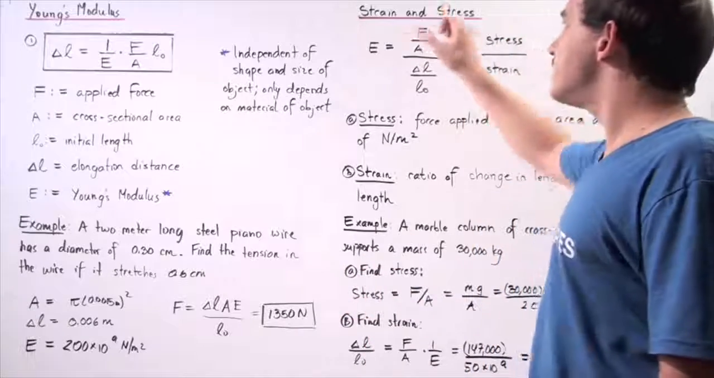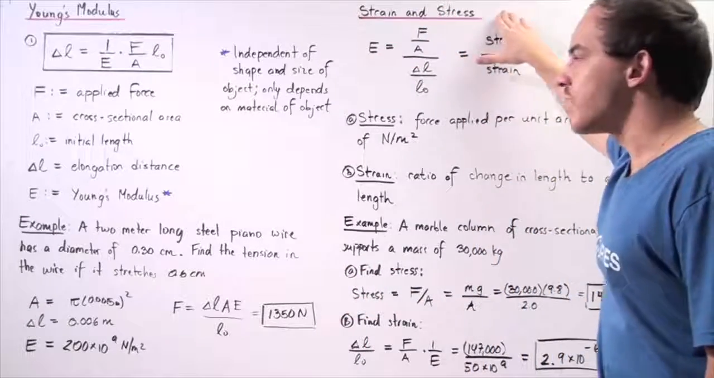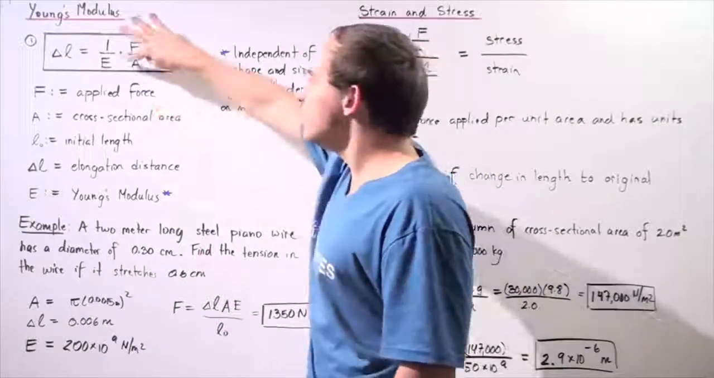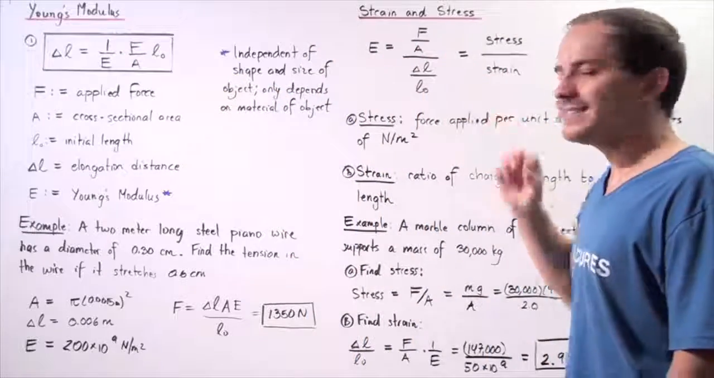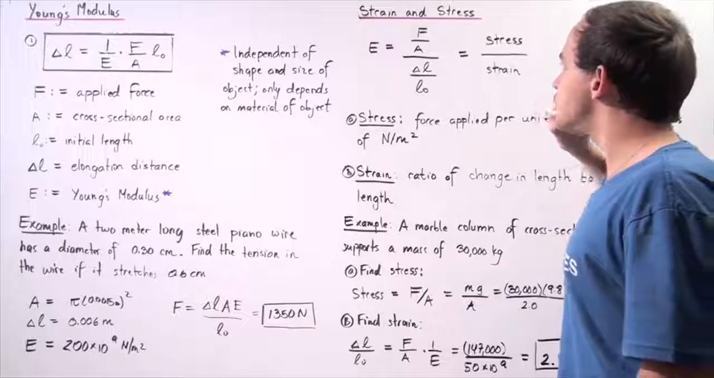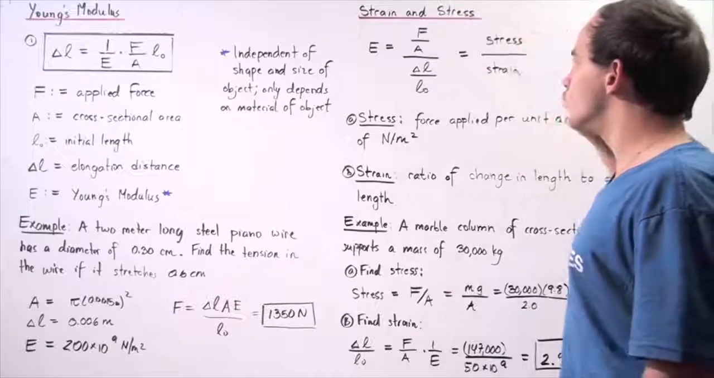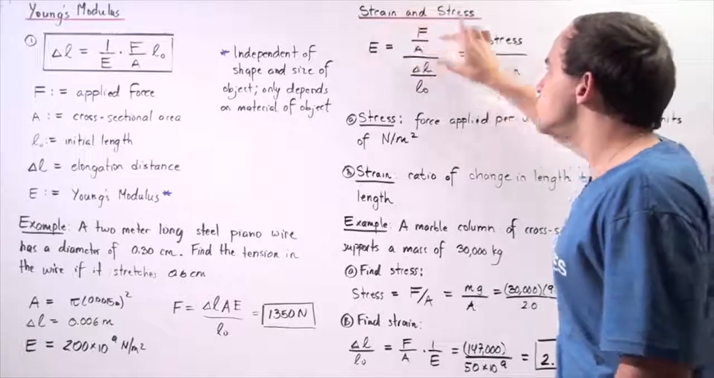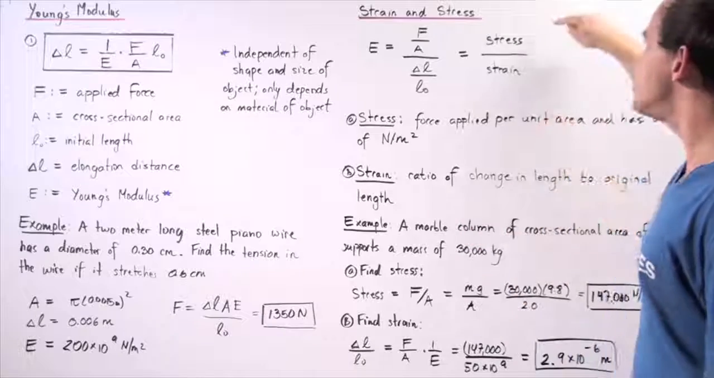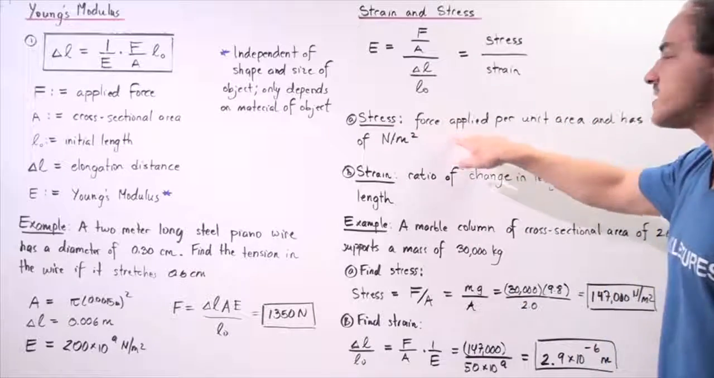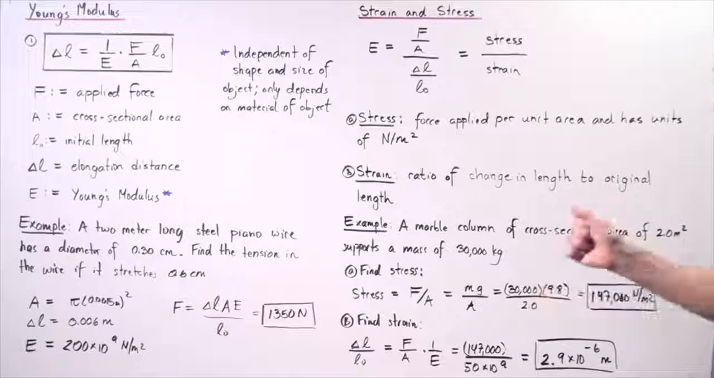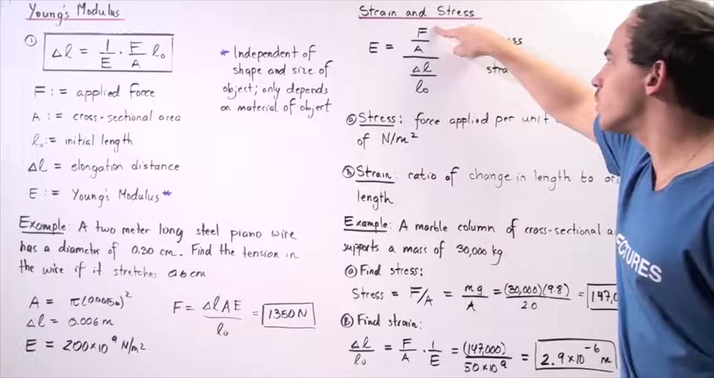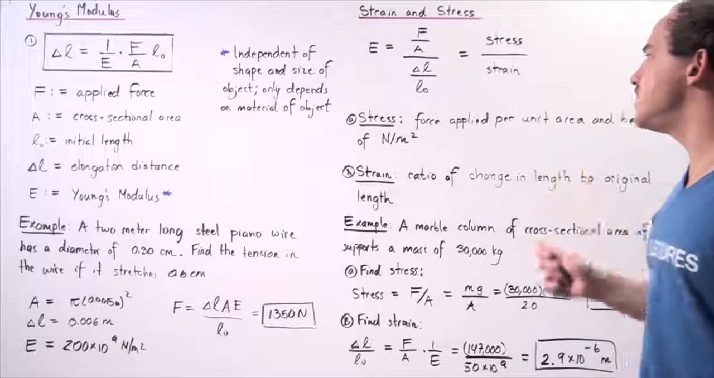Now, let's examine something known as stress and strain. Let's look at this formula once more and solve for E. If we solve for E, we see that E is equal to a fraction. In the numerator we have force per cross-sectional area, F divided by A, and this numerator is known as stress. Stress is the force applied per cross-sectional area on the object, and it has the units of newtons per meter squared because force has newtons and area has meters squared.